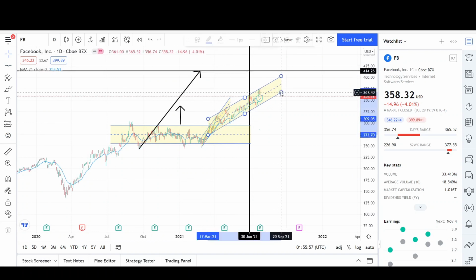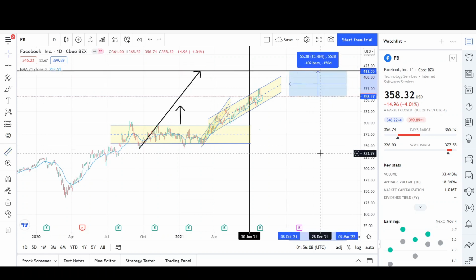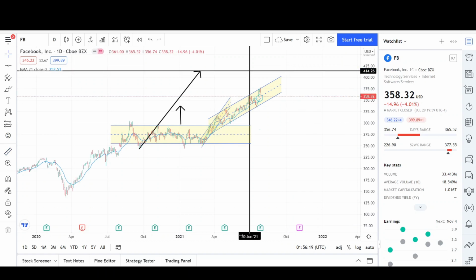Most likely it will reach it. We just have to wait. It might take a few more months. And if we were to do a percentage gain from the price currently, that would be a 15% gain. So that's pretty much everything I see in the daily chart.